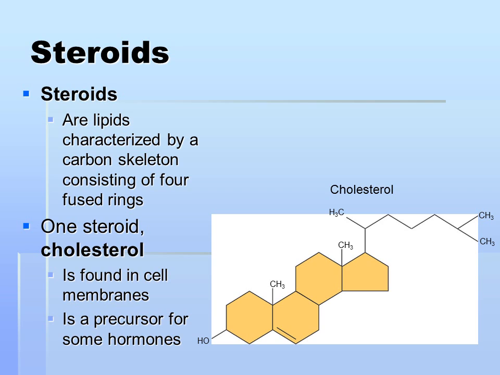Now, steroids are another type of lipid, and I think we've all heard of steroids, and we all have a vision in our heads of what we think of when we mention steroids. But steroids are lipids, again, that are going to be characterized by a carbon skeleton consisting of 4 fused rings. So here's a visual illustration of what a steroid is. But one steroid that's pretty common and that causes problems in people is cholesterol. So we can find this in our cell membranes. It can be a precursor for some hormones. But I just want you to be familiar that steroids are a type of lipid.